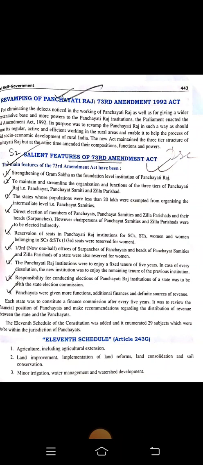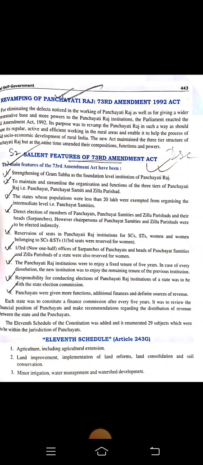Direct elections of members of Panchayat Samitis and Zilla Parishads and their heads, the sarpanches. Then, reservation of seats in Panchayati Raj institutions for SC/ST and women belonging to the SC/ST. One third of the seats are reserved for women, now one half. Offices of the panchayats and sarpanch, the head of the Panchayat Samiti and the Zilla Parishad of a state are also reserved for women.